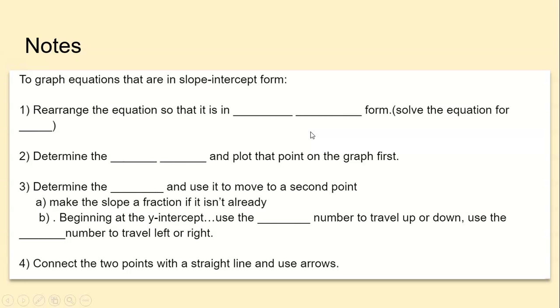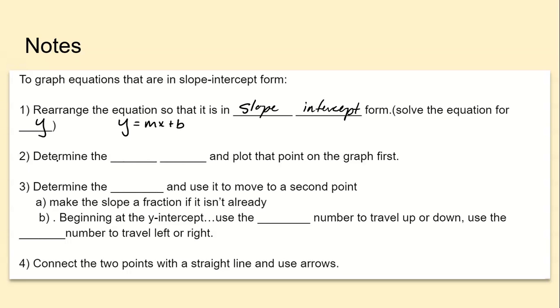So on the notes, to graph equations that are in slope-intercept form, first we want to rearrange the equation, make sure that it is in slope-intercept form if it isn't already. So solve the equation for y. So remember that form is y equals mx plus b. So we want y equals, and then our x term plus or minus our y-intercept.